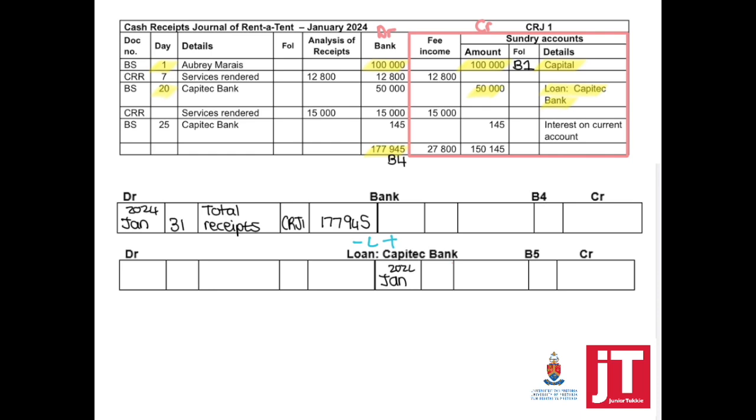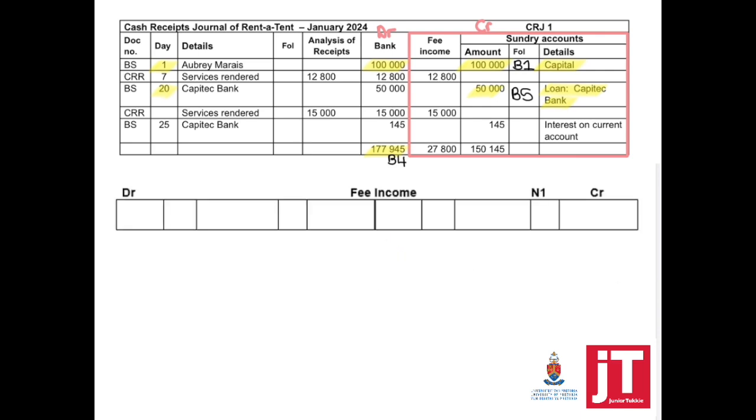On the credit side, we start with the date, January 2024, and now we have to post it on the day of the transaction, which is the 20th, and the contra account is bank. From the cash receipts journal, your details will always be bank, and the total, 50,000. In folio, in my cash receipts journal, we're going to say we've posted it to account number B5 in the general ledger.